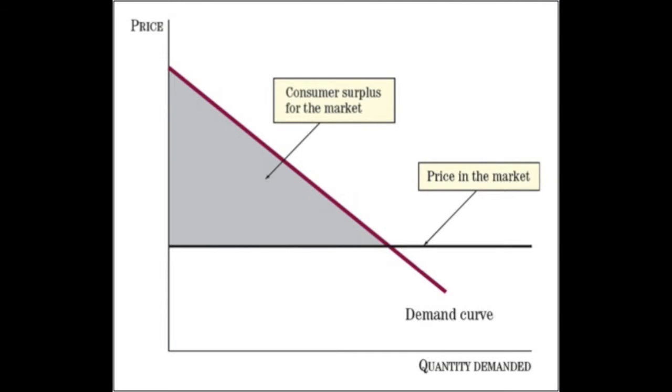This is a graphical illustration of the consumer surplus for an individual and for the market. For the market as a whole, the consumer surplus is the sum of the consumer surpluses of all individuals in the market. This can be found by taking the area below the demand curve and above the price.